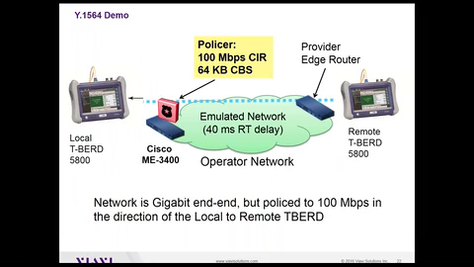So that means on this gigabit network, the end customer purchased 100 megabits CIR and also a 64 kilobyte CBS. So they're allowed to go up to 100 megabits, but not much more. And the round trip time is 40 milliseconds in this scenario. So I'm going to flip over to the demo.